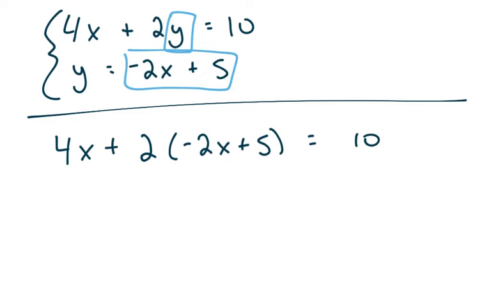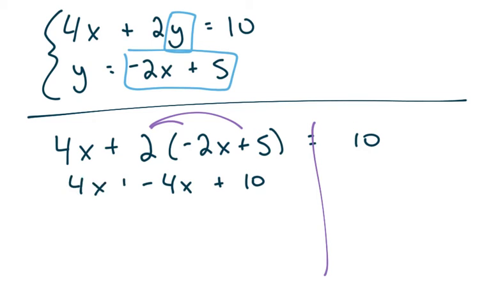So now that it's written in one variable, I can solve this. So I'll draw my line on the equals. I'll distribute that 2, since it's on the outside of the parentheses. Remember, it's multiplying by the whole thing. So I have a negative 4x plus 10 after I distribute, and I have a 4x here on the outside.